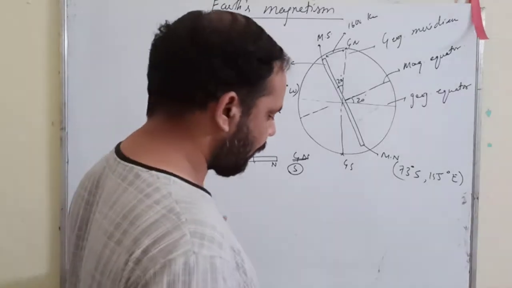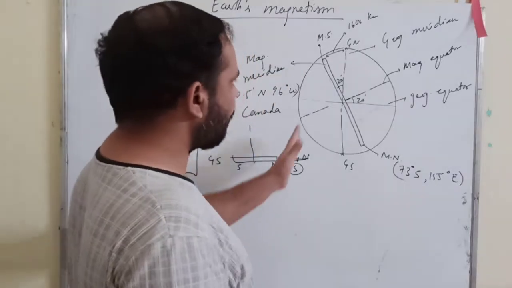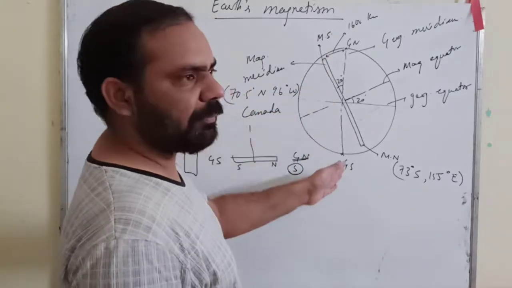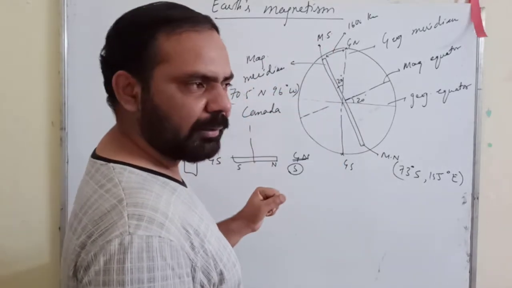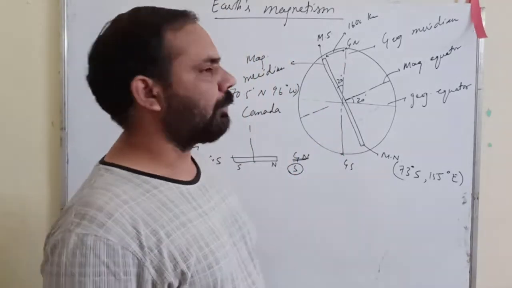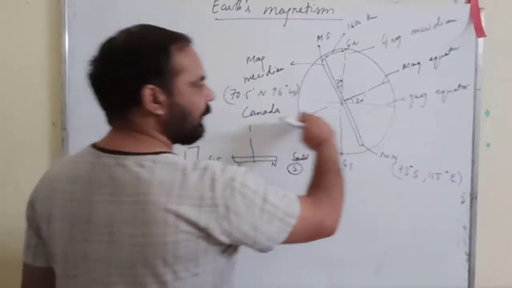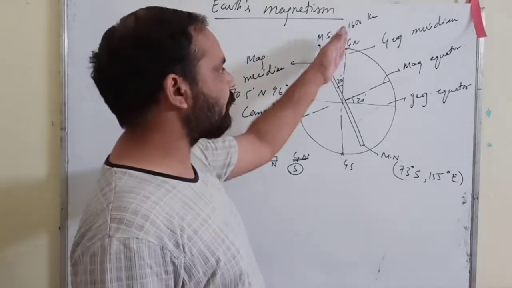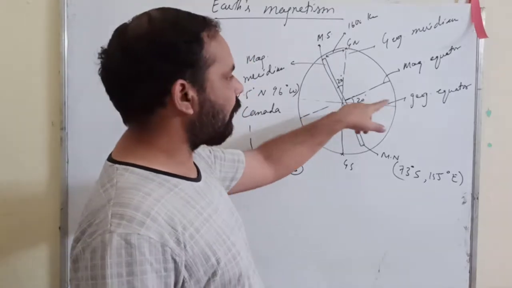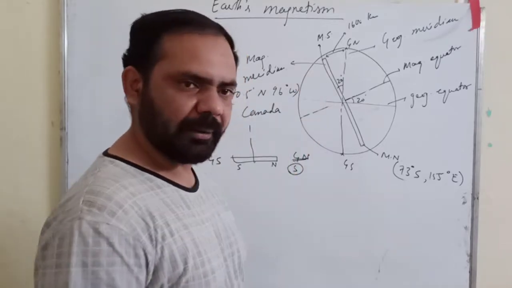We can write a few definitions from here. What is the geographical meridian? I told you, it is the plane passing through the geographical poles, geographical north and geographical south. Similarly, what is the magnetic meridian? The plane passing through the magnetic poles. Then the geographical equator is the plane which is perpendicular to the geographical meridian, and the magnetic equator is the plane which is perpendicular to the magnetic meridian.